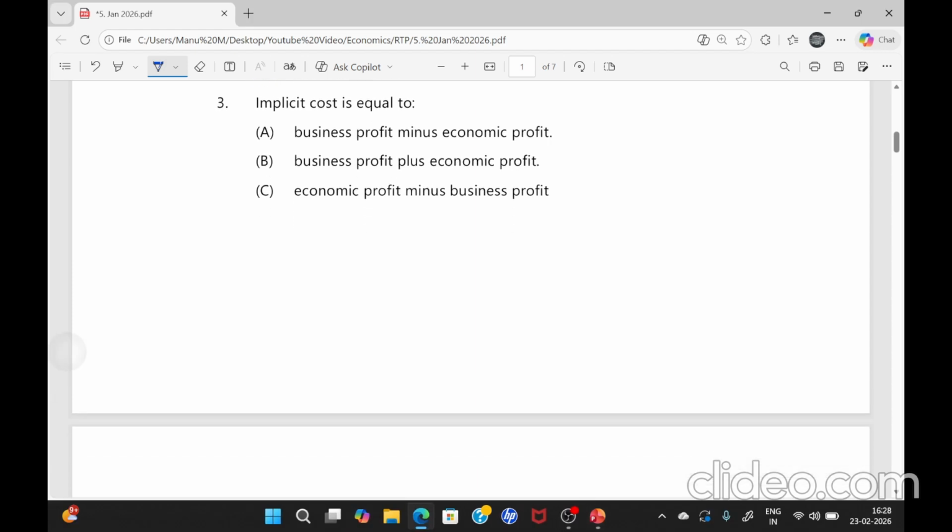Here they are asking what implicit cost equals to. So implicit cost is equal to business profit minus economic profit. If I take the business profit minus economic profit, the difference between these two is implicit cost, correct? So this is the only option. So the option A.